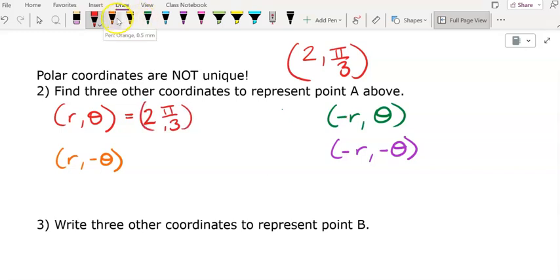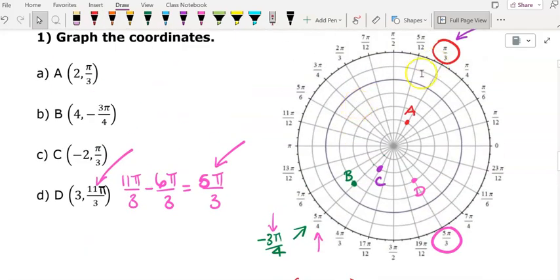Now, I can do this another way as having a positive r but a negative theta. So let's look. If I came up here and I'm at pi over 3, I need to give a negative angle measure. So if I'm right here and I need a negative angle measure, couldn't I just subtract 2 pi from pi over 3 and that's going to get me my negative one? Sure enough, that's exactly what I can do. So let's do that.